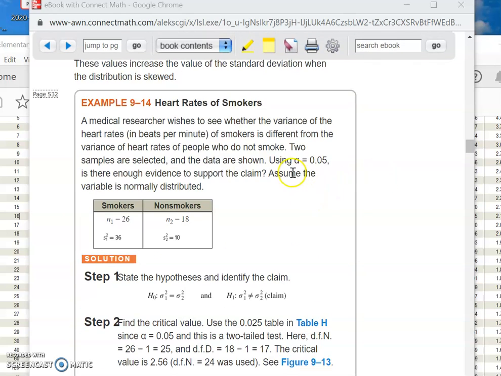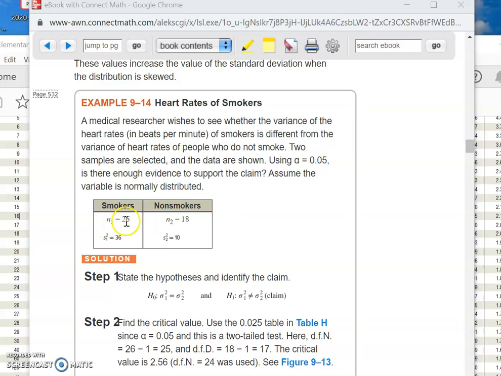Okay, so let's take a look here. We get the heart rate of smokers. We want to find out, is the variance of the heart rates, the variance, not the average, of smokers different from the variance of heart rate of people who do not smoke? You get the two samples.